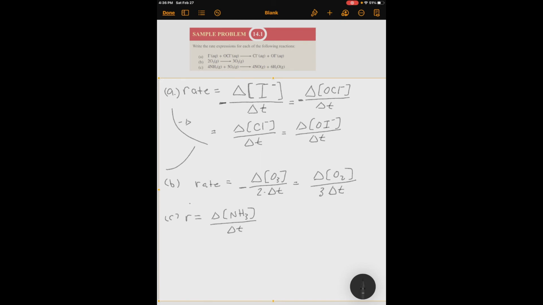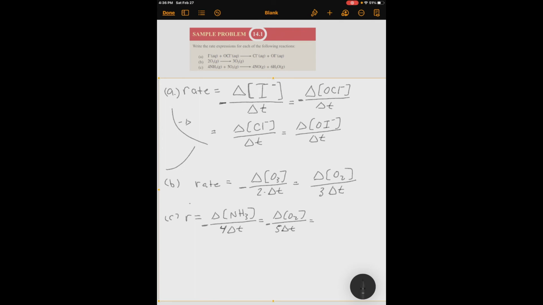However, if it's a reactant, we put a negative in front of it to make it positive, and then we divide that by the coefficient. So we just divide it by 4. Do the second reactant, change in concentration of O2 over change in time. It's a reactant, so we put a negative. There's a 5 in front of it, so we put a 5. That's not an S, that's a 5.